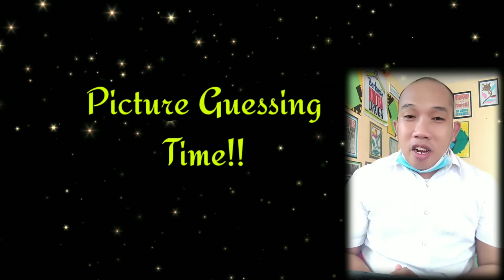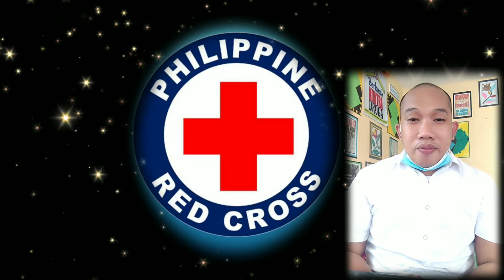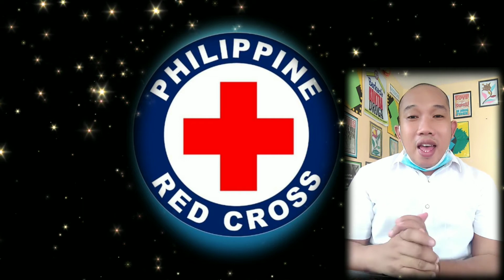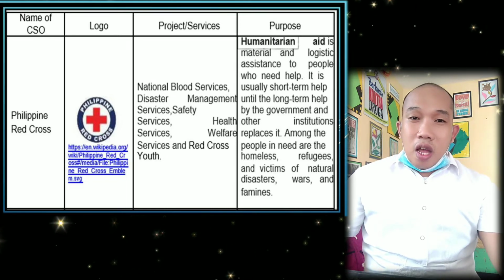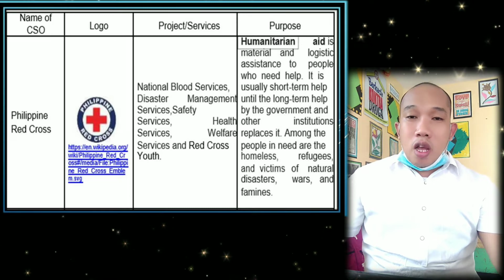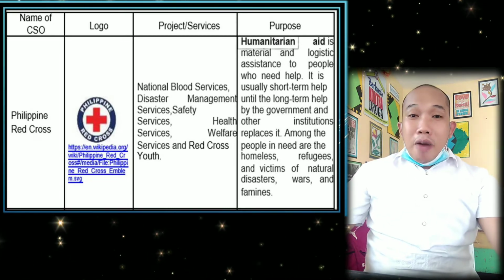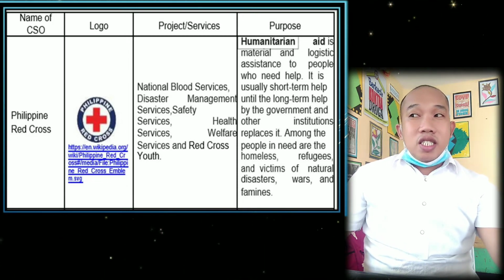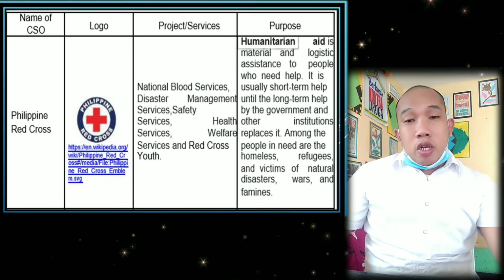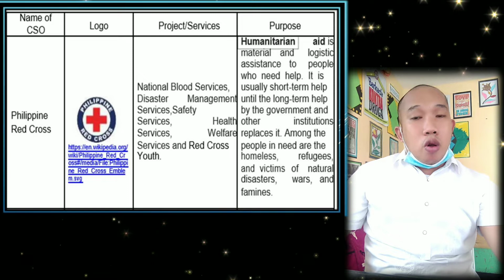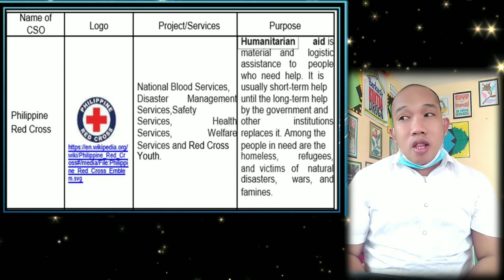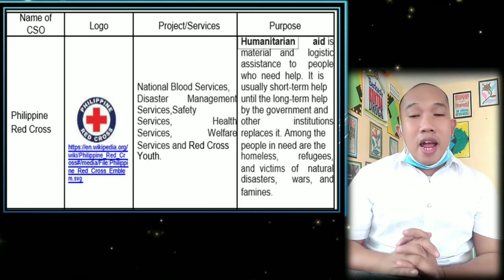Okay, learners, so let's have the activity, which is the picture gazing time. Let's start with the first picture. Are you familiar with this logo? I think everybody is familiar with this logo. Very good. That is the Red Cross logo. Now, what is the purpose of the Red Cross? I have here the projects and services of the Philippine Red Cross, including its purpose. The number one purpose of the Philippine Red Cross is humanitarian aid, material and logistic assistance to people who are in need. It can be short term or long term. The government also assists them, especially the homeless, the refugees, the victims of natural disasters, and of course, the victims of wars and famines.